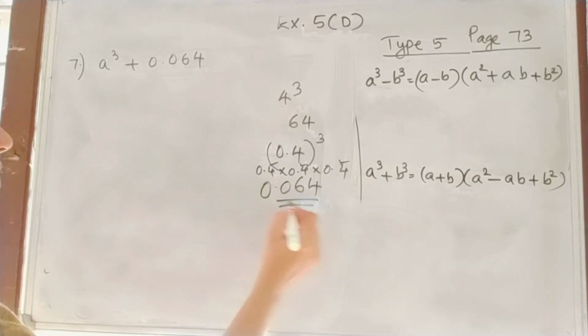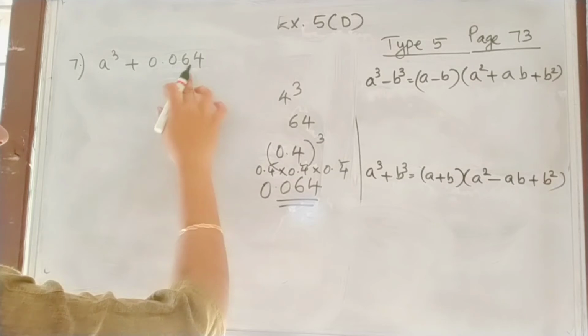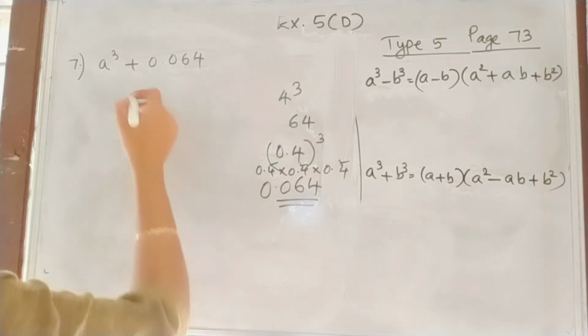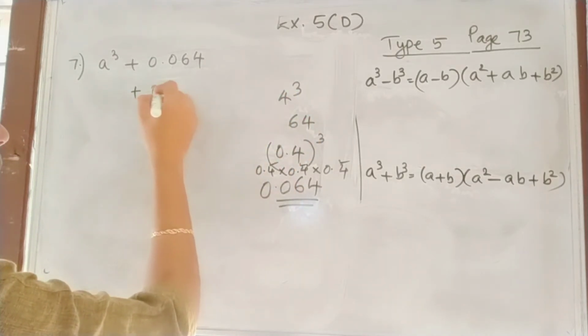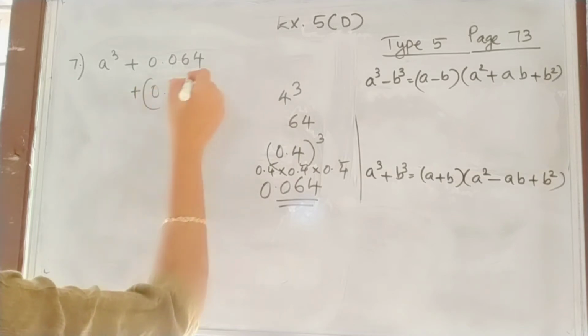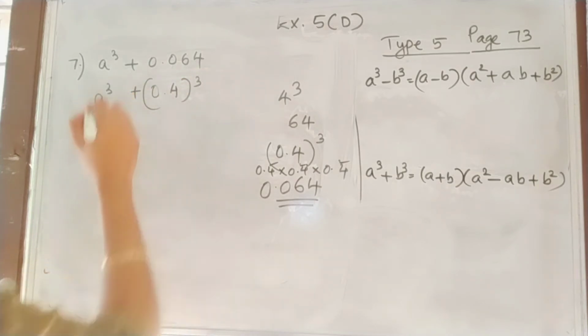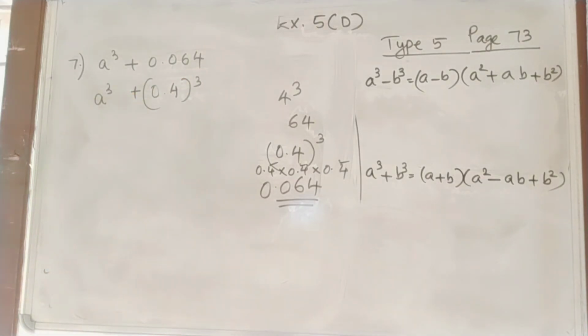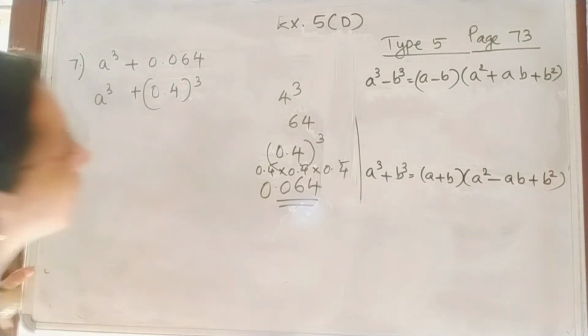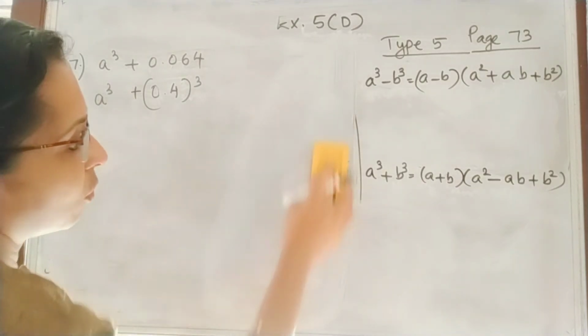So how can we write this 0.064 in terms of cubes? We can write this as 0.4 the whole cube. This is a cube. I think it is clear. 0.4 into 0.4 into 0.4 is 0.064. Okay. So this is in the form of a cube plus b cube.